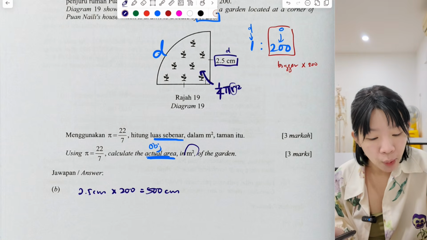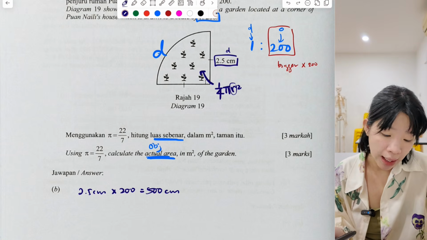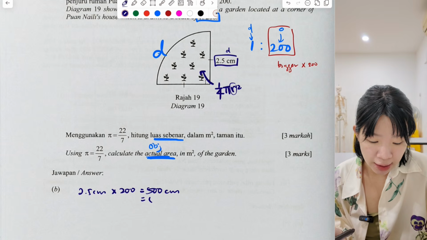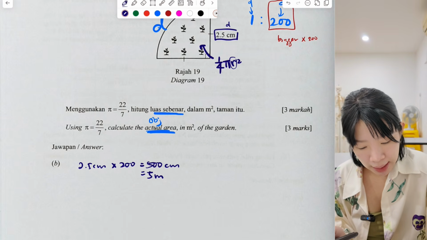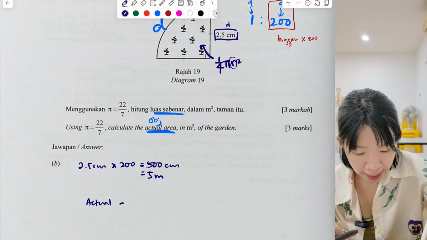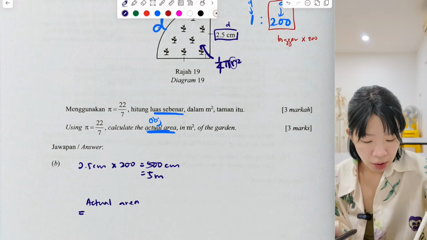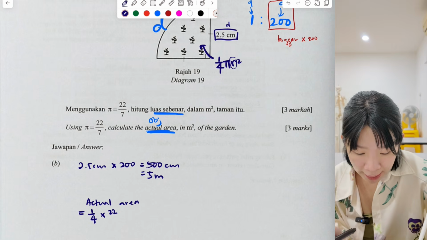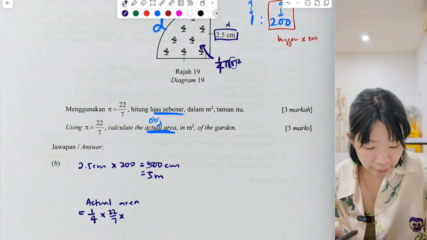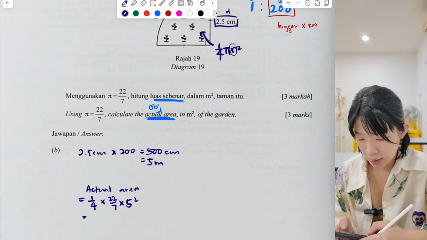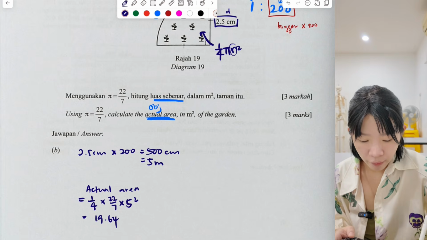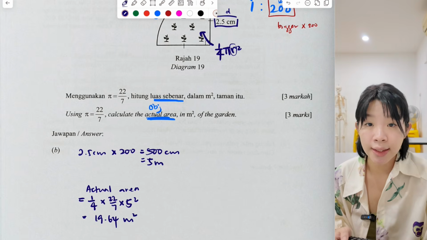But at the end, the area we want is in meter square. Okay, now we can change to meter. 500 cm is actually 5 meter. Okay, so now we have the radius. So what is the actual area? Luas sebenar. So it's 1 over 4 times pi 22 over 7, r is 5, and then square, pi r square. So 19.64 meter square. That's it.